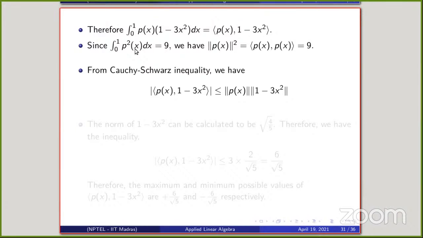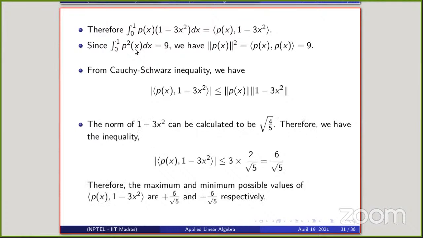So the magnitude of the inner product of p of x comma 1 minus 3x squared, which is nothing but the magnitude of the integral from 0 to 1 of p of x times (1 minus 3x squared), is upper bounded by the norms of p of x and 1 minus 3x squared with the inner product defined as above. Easily, we can calculate the norm of 1 minus 3x squared to be root of 4 by 5. Substituting the values of the norms in the Cauchy-Schwarz inequality, we get the magnitude of the integral to be 6 by root 5, and the maximum and minimum possible values of the integral are 6 by root 5 and minus 6 by root 5.